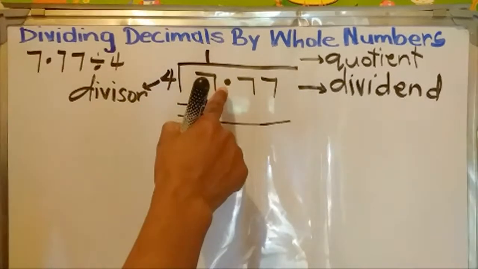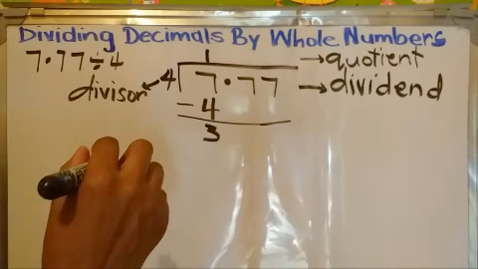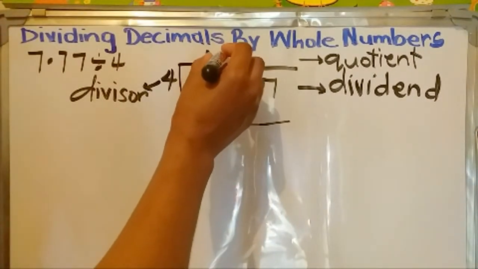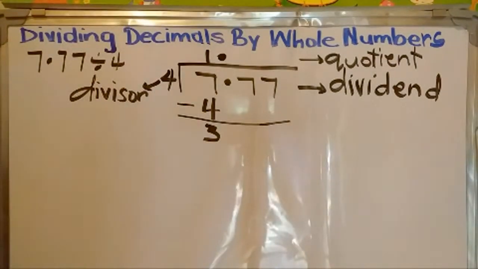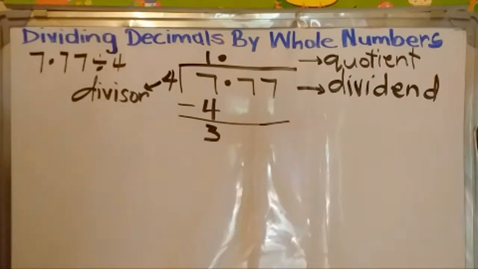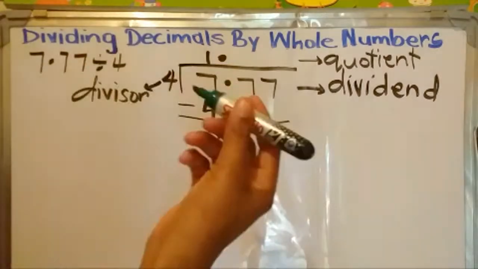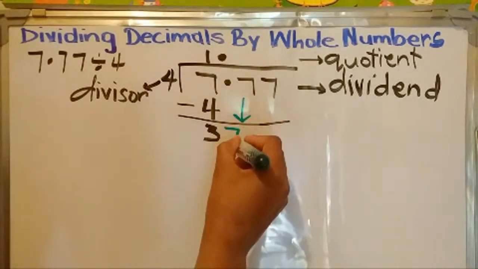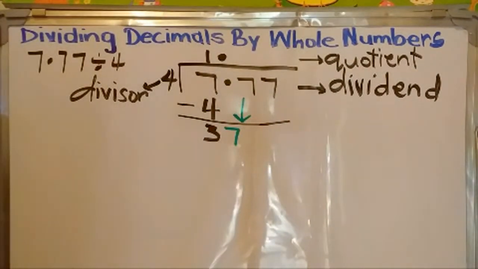So look to see what is next in line in your dividend. It is a decimal place, so I'm going to write my decimal place right there. The next thing you are going to do is look to see the next digit in line, and you are going to bring it down. Now I'm going to bring this 7 down beside this 3. Now it is going to become 37.